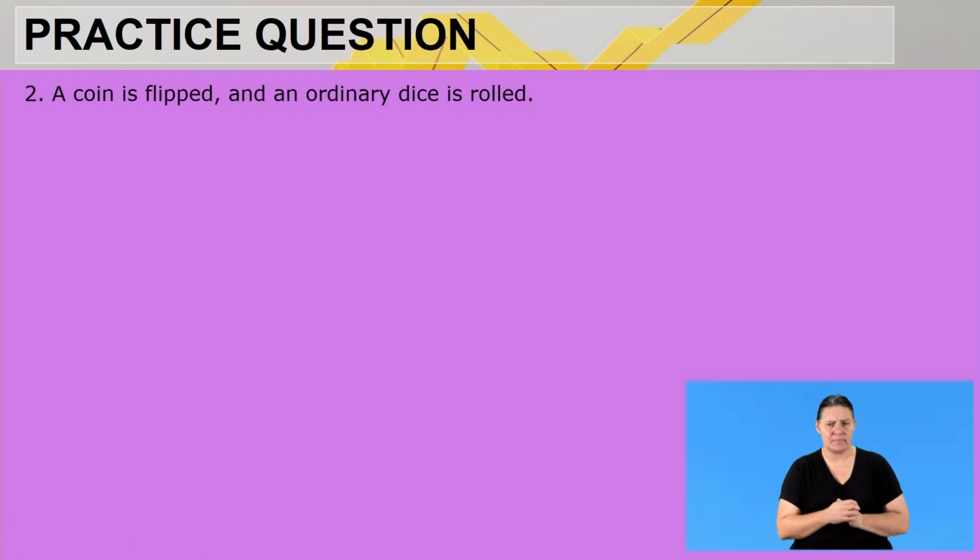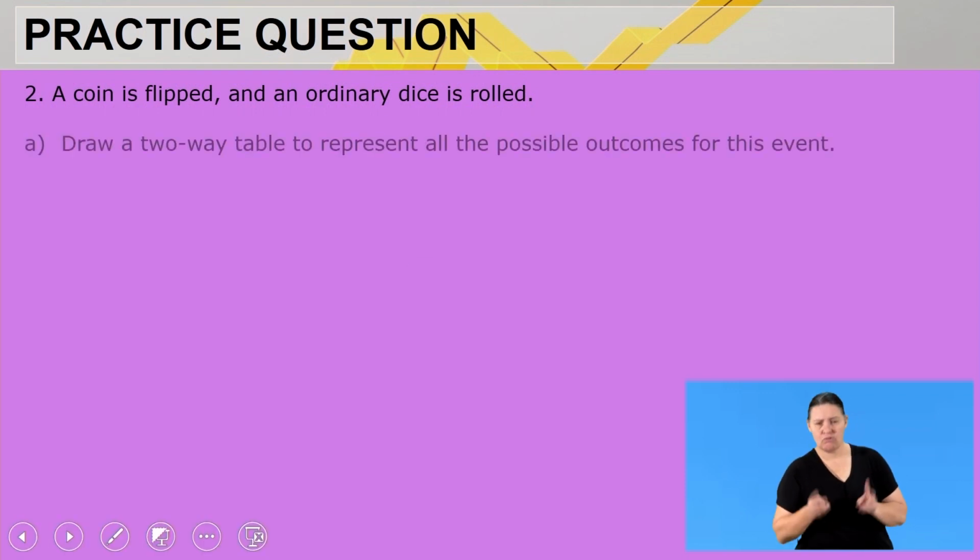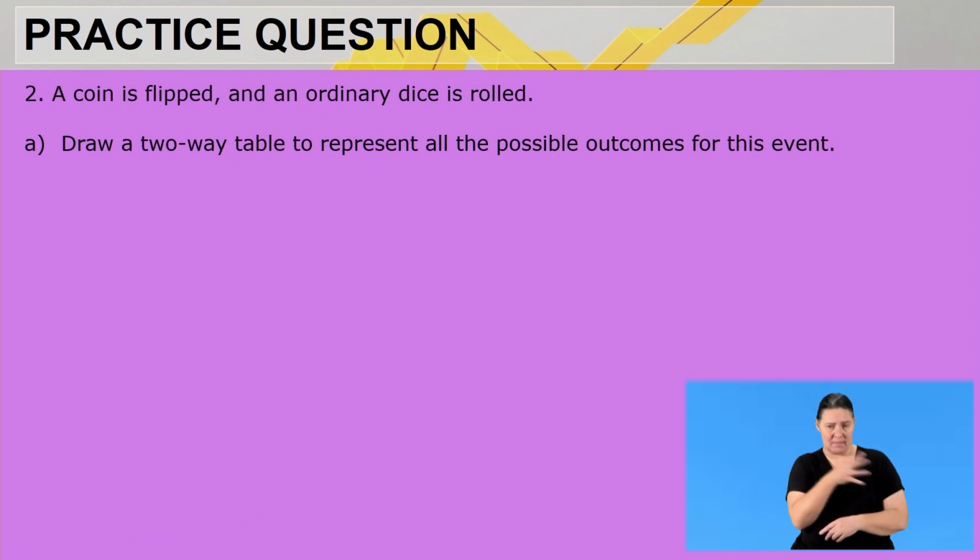Question number 2. A coin is flipped and an ordinary dice is rolled. 2A: draw a two-way table to represent all the possible outcomes for this event. Okay, so now let's look at this table. Remember, a two-way table will work in 2 ways.